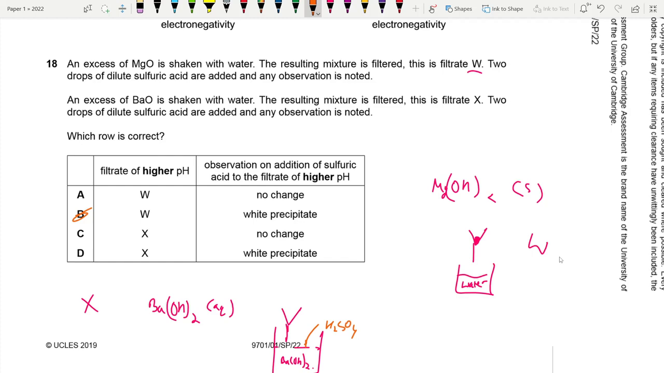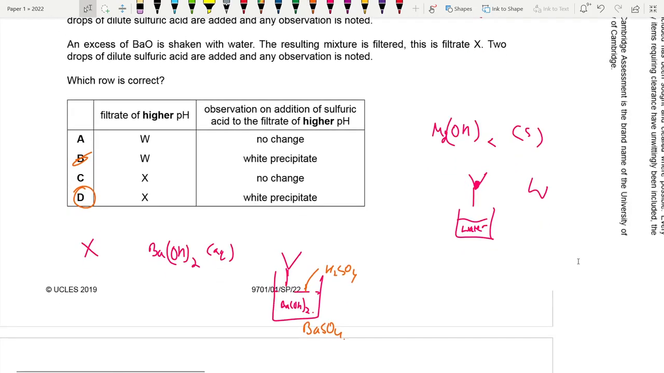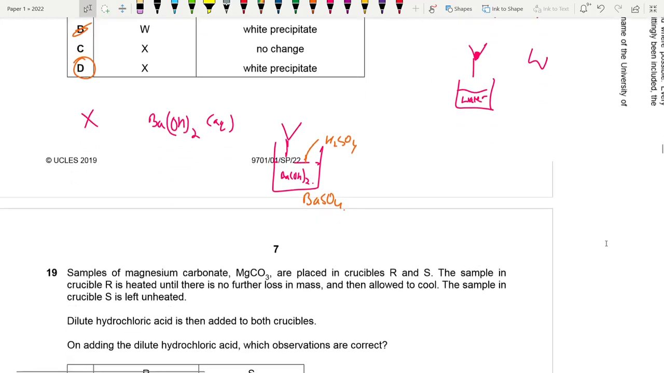The best answer for 18 is actually X, right? I told you we're gonna get a white precipitate for filtrate X. Also, filtrate X has a very high pH, right? I told you it's really alkaline compared to water in filtrate W. So yeah, D is the better answer.